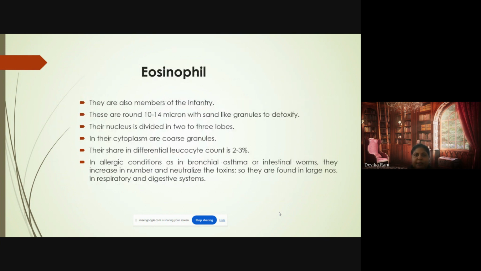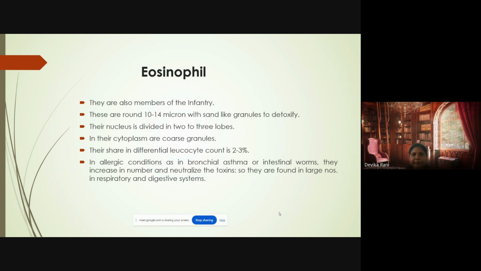Now we go to eosinophil. They are also members of the infantry, again, the soldiers who go and fight the enemy. These are around 10 to 14 micron with sand-like granules to detoxify. Their nucleus is divided into 2 to 3 lobes. In their cytoplasm are coarse granules. And their share in the leukocyte count is 2 to 3%.